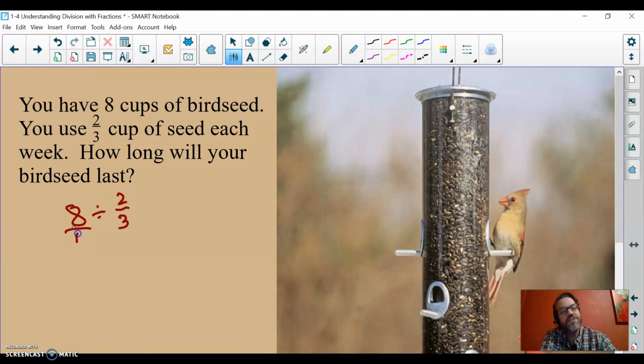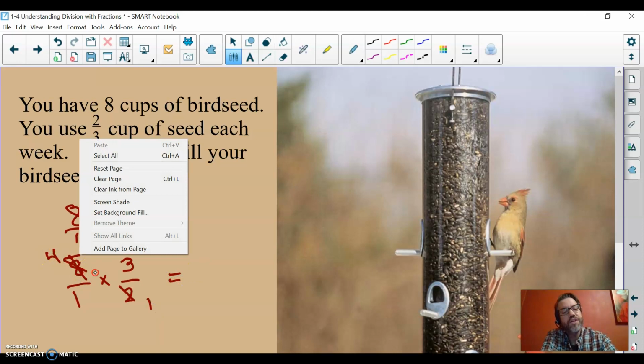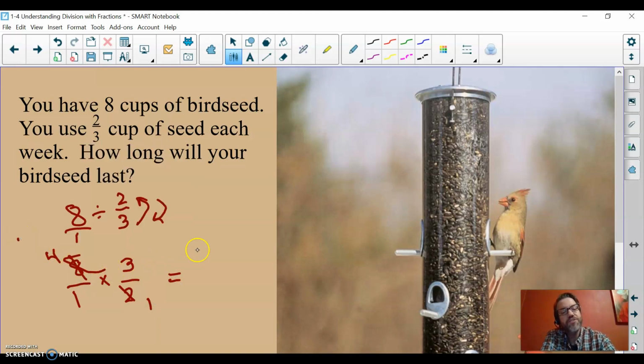Now 8, I can write that as a fraction by putting it over 1. Okay, so I have 8 over 1, but instead of dividing by 2/3, we're going to multiply by the reciprocal of 2/3, which is 3/2. Great, now can I do any simplifying now that I have a multiplying problem? Yes, I see a 2 and an 8 here. 2 goes into both of these. 2 divided by 2 is 1. 8 divided by 2 is 4. And now I multiply. 4 times 3 is 12 over 1 times 1, that's 1. So you can see we have a whole number answer. 12 divided by 1 is 12.